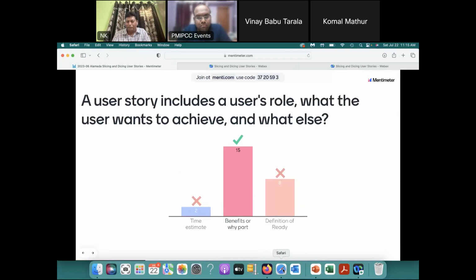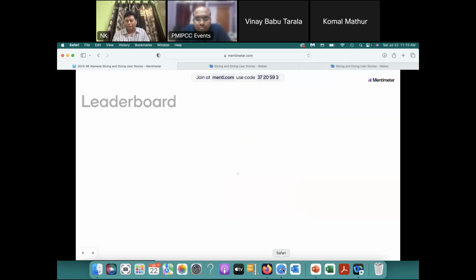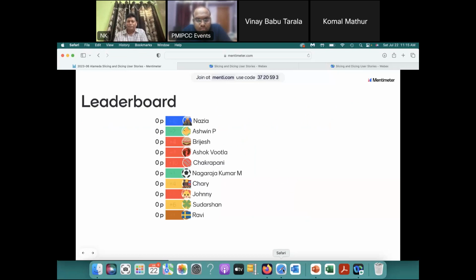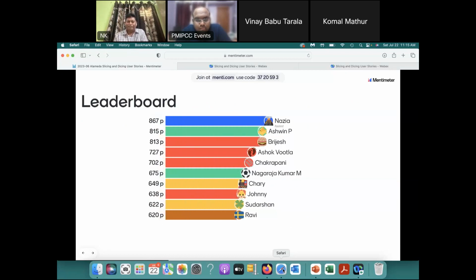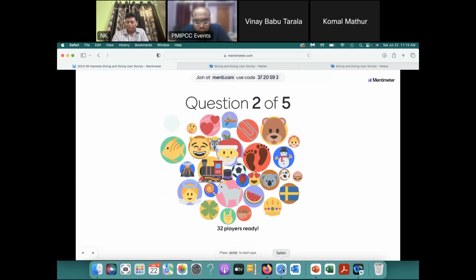Okay. Many of you got it right. Yes. And that's the part of benefit or the value. So let's see who is leading here. It will give you the top 10. Okay, Nazia, very good, Nazia, and then Ashwin, two leading now. So let's go to the next one.